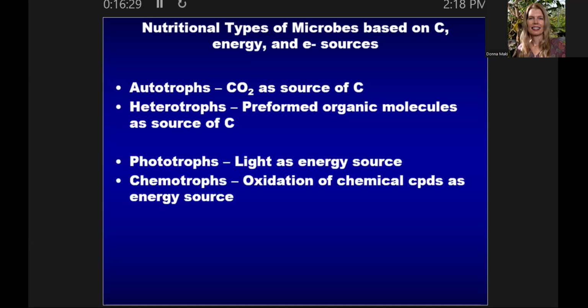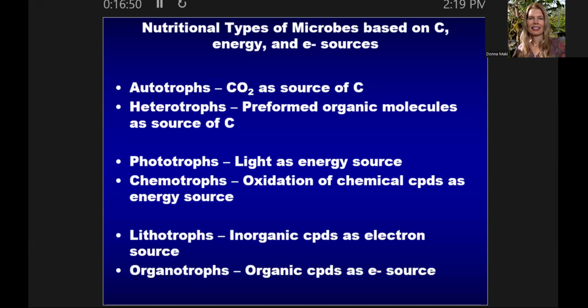Then the next pair is phototroph or chemotroph. That's your options for energy. Anything on the face of the earth either uses light for energy or chemicals. We have to use chemicals. Unfortunately, we can't just lay out on the beach and get our needs met that way.